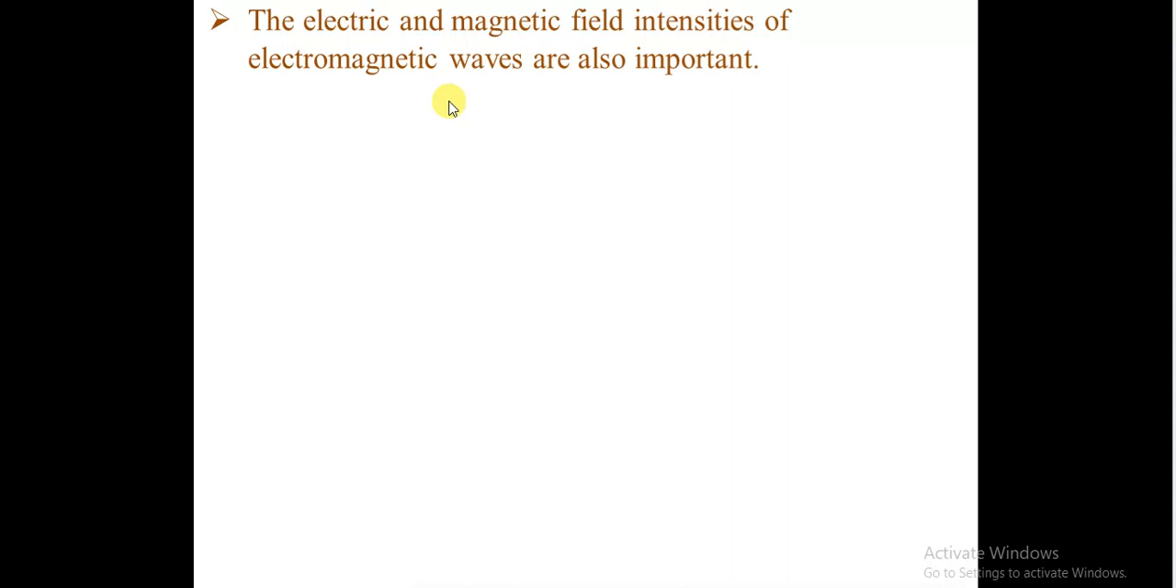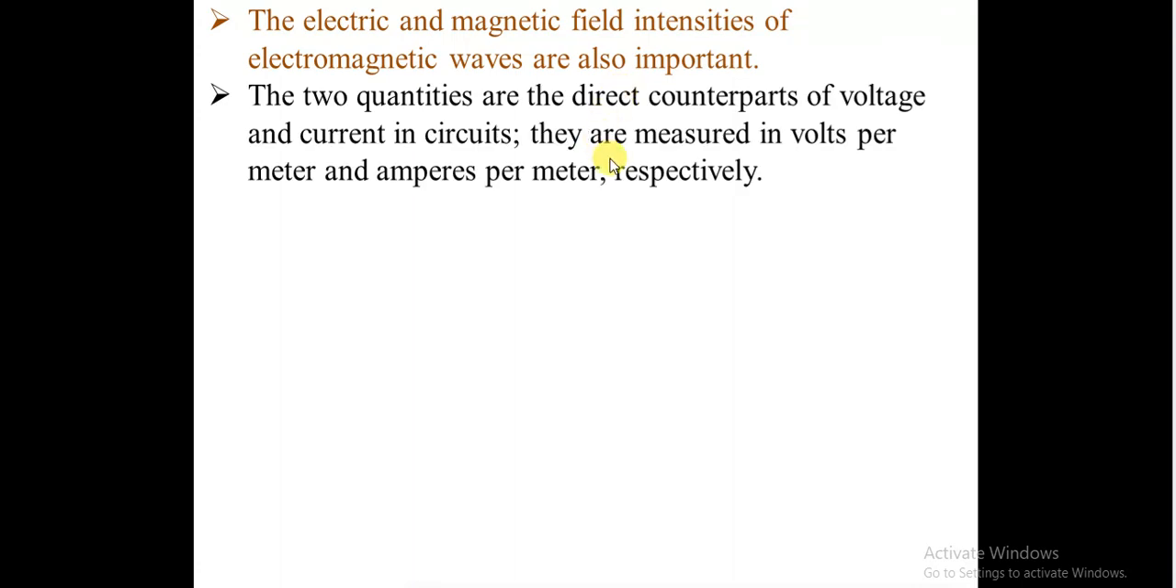The electric and magnetic field intensities of electromagnetic waves are very important. The two quantities are direct counterparts of voltage and current in a circuit. They are measured in volts per meter and amperes per meter respectively. So the electric field is measured in volts per meter, and the magnetic field in amperes per meter.